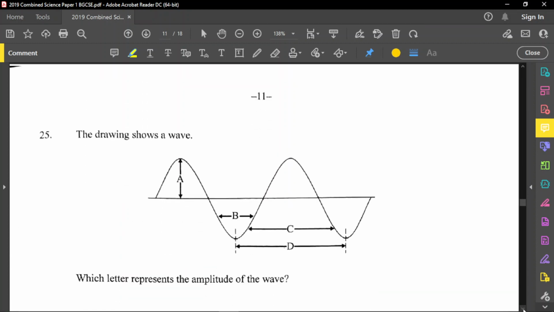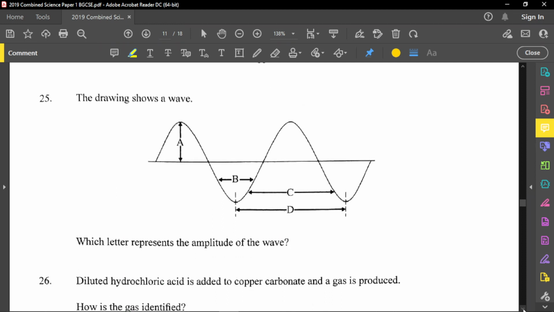So question number 25, and this is halfway through the paper. A diagram shows a wave. We have some labelled parts here, so let me label some stuff right here.